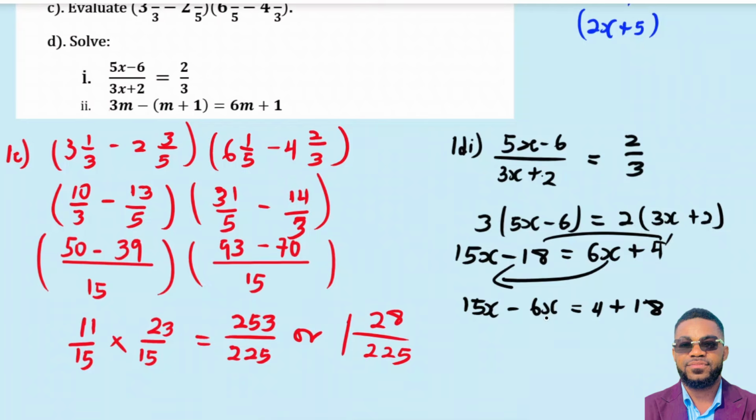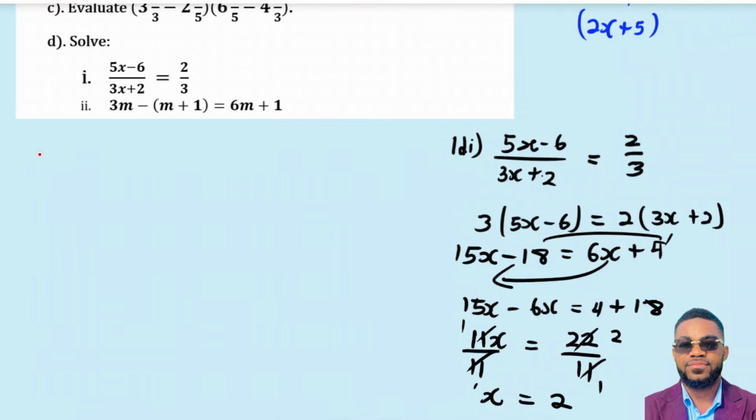So now 15 minus 6, that's going to be 11. So we have 11x equal to 4 plus 18, that's going to be 22. We divide here by 11, here 22 by 11. So this one will cancel. So x is equal to, 11 goes into itself 1, goes into 22 twice. So x is equal to 2. That's very, very easy. So let's come to the last question.